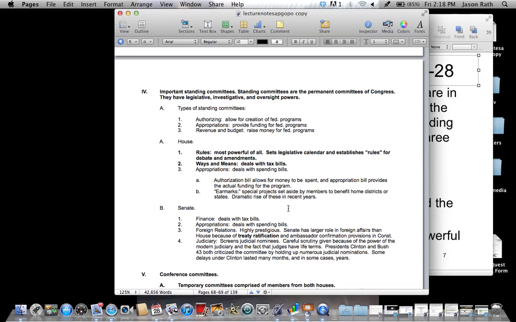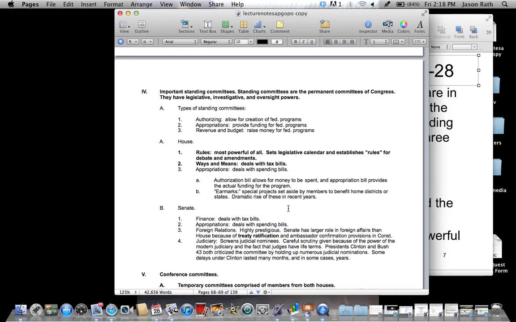So that's what the committees do. This is what their role is. So some of the standing committees in the House, the most important is the Rules Committee. It sets the legislative calendar and establishes rules for debate and amendments. Second one is the Ways and Means. This deals with tax bills, which can only originate in the House.